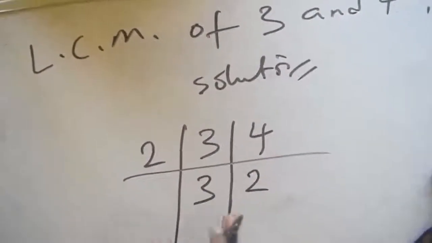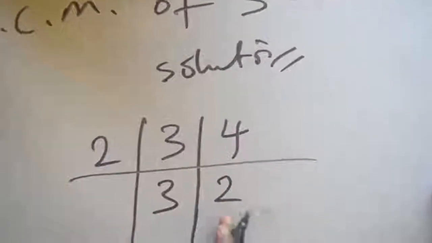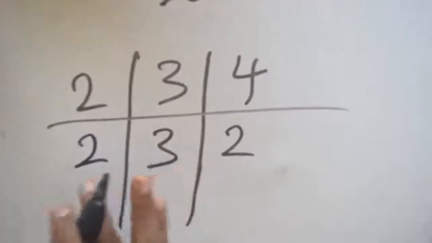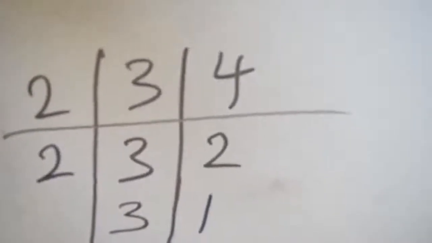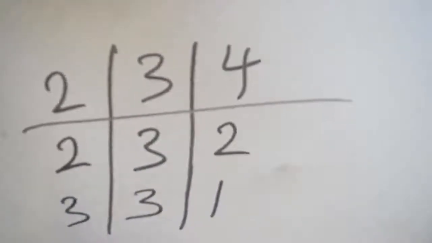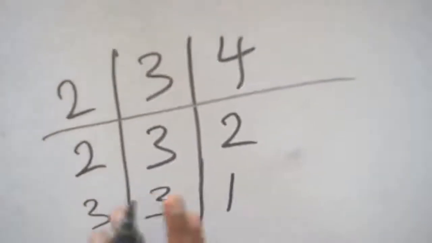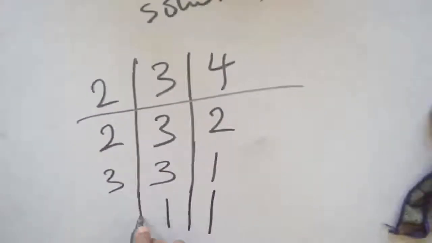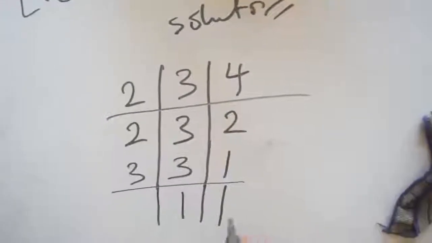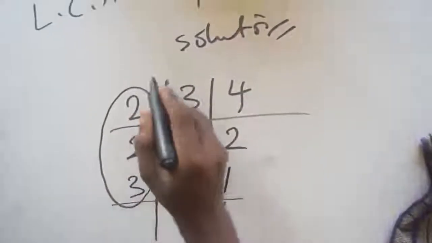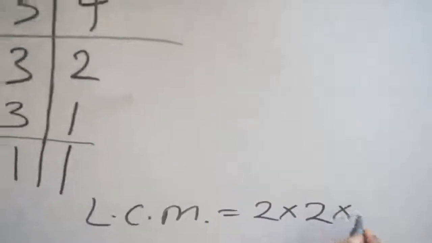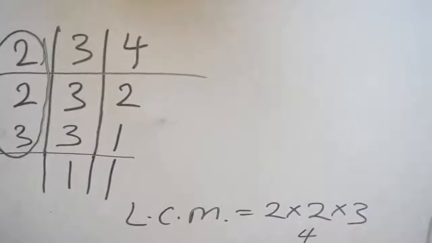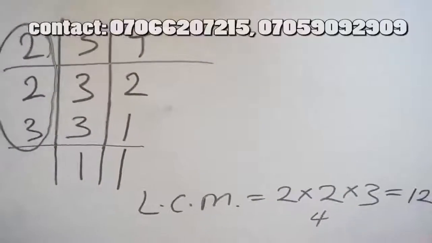You try again: which number can divide either of the two numbers? 2 can divide this, so we bring down 2. 3 divided by 2 cannot go, you bring it down. 2 divided by 2 can go, it gives you 1. You check which number again can go. 3 can go. 3 divided by itself gives you 1. 1 divided by 3 cannot go, you bring it down. When you bring it down, we have 1, 1. The moment you have 1, 1, you stop. You take the numbers on the left and circle them. They become your LCM. So the LCM here is 2 multiplied by 2 multiplied by 3. 2 times 2 is 4, and 4 multiplied by 3 is 12.